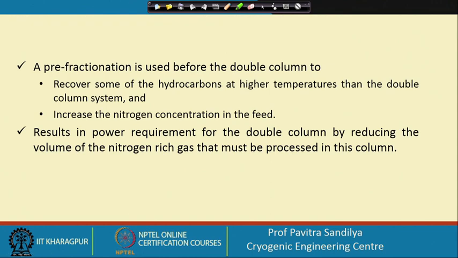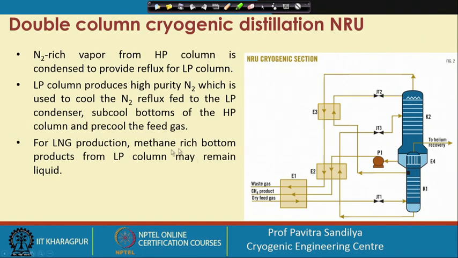And for LNG production, the methane rich bottom product from the low pressure column may remain liquid. So from here we get the methane product, which can remain in the liquid phase.